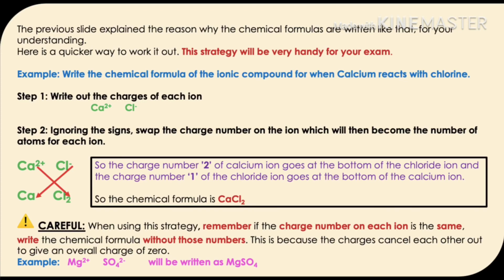One point to remember when using this strategy: if the charge number on each ion is the same, write the chemical formula without those numbers. This is because the charges cancel each other out to give an overall charge of 0. So for example, if it's Mg2+ and SO4 2-, this can be written as MgSO4. If it's Na+ and NO3-, then it can be written as NaNO3.